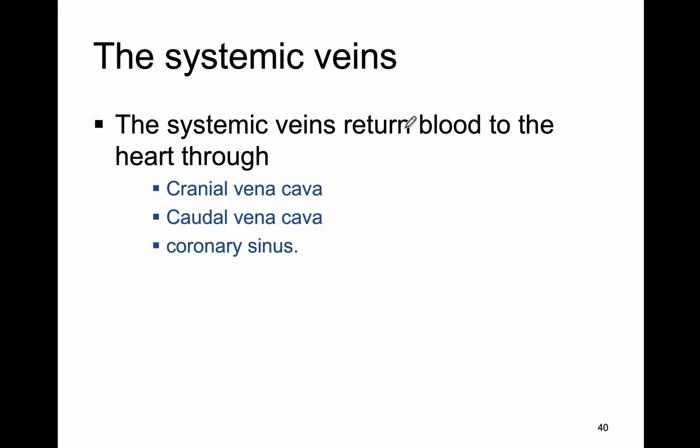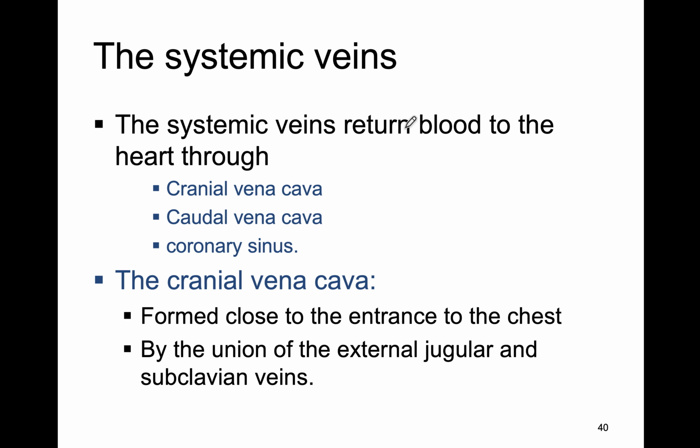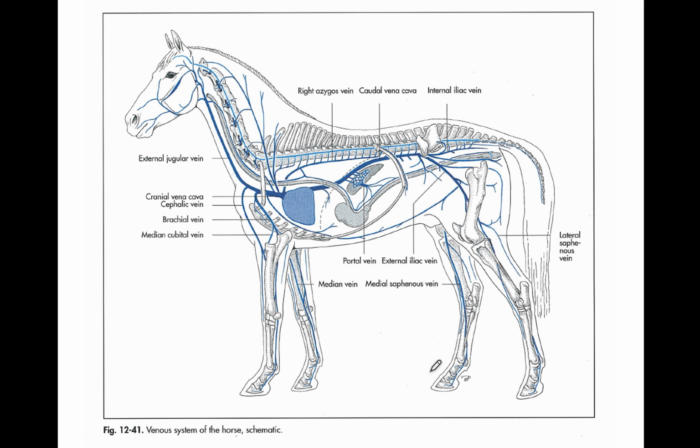And the blood return of the blood that supplies the heart through the coronary sinus. So the cranial vena cava is formed at the entrance of the chest by the union of the external jugular vein and the subclavian vein.